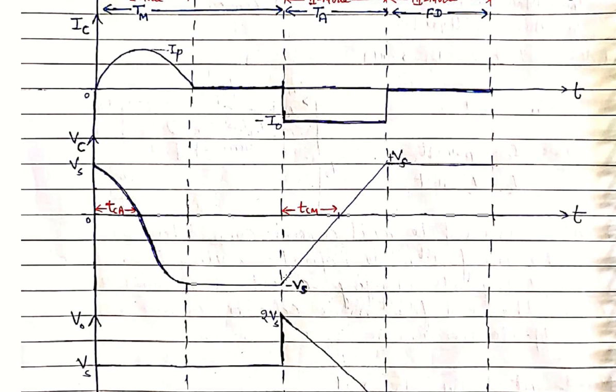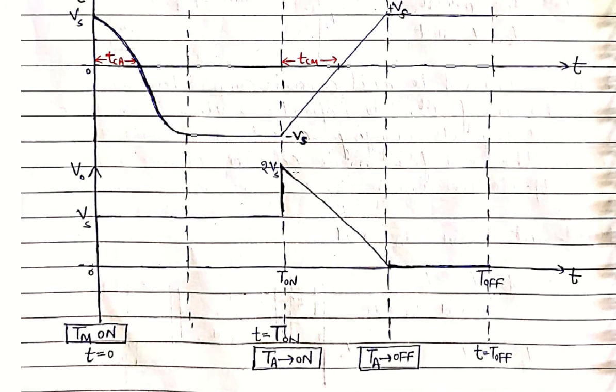What is the capacitor voltage? The capacitor voltage is minus Vs at the start of the second mode, and it goes in a linear fashion. Why? Because if we integrate the constant charging current, which is minus I_0, the integration of a constant term is always linear. So a t term will be there, so it is a straight line like this. At the beginning of the third mode it goes up to plus Vs, because the capacitor reverses its polarity at the end of the second mode.